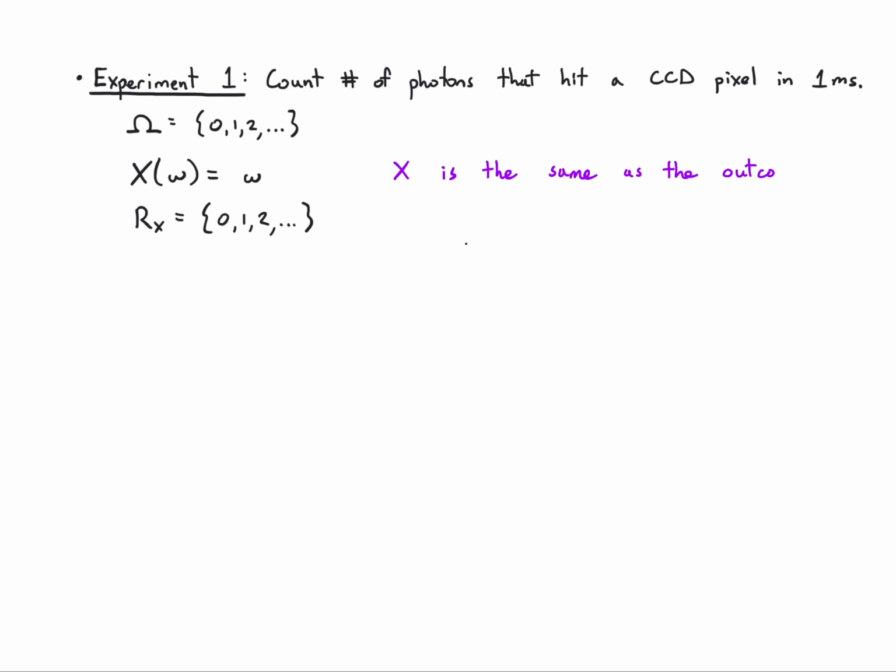So the mapping didn't change anything, and since this is a countable range, it's a discrete random variable.